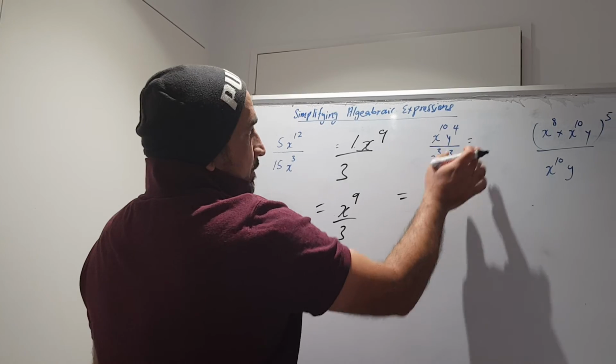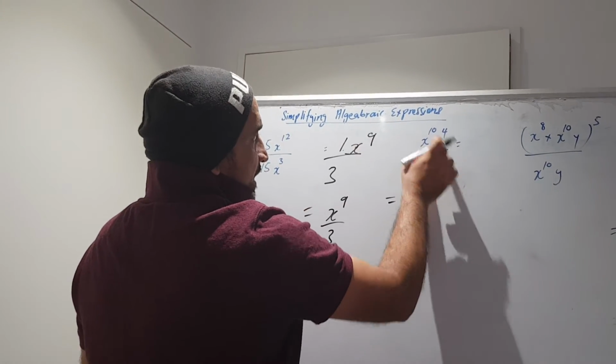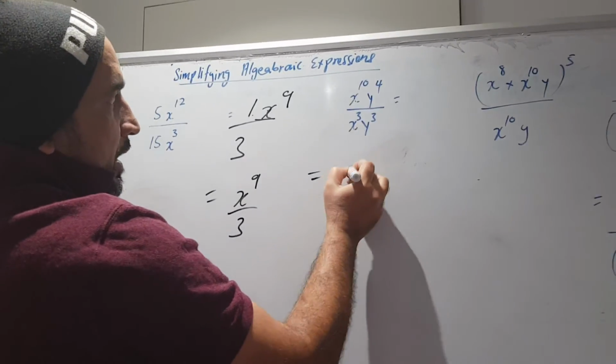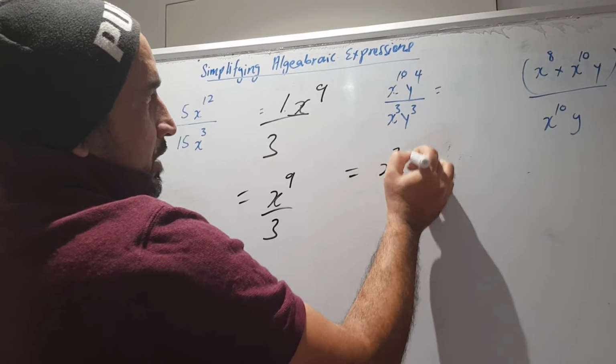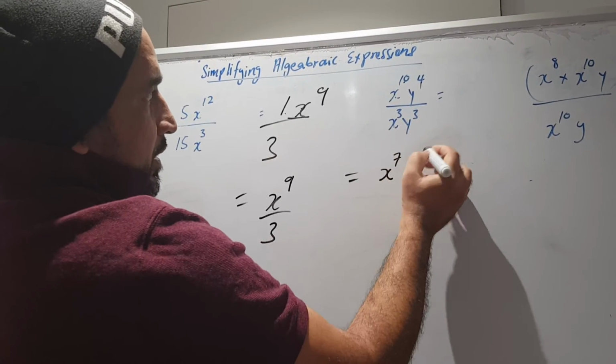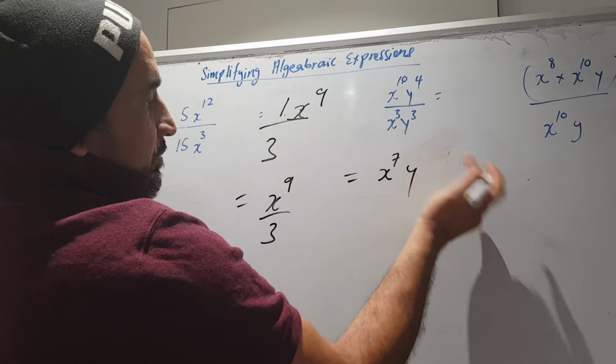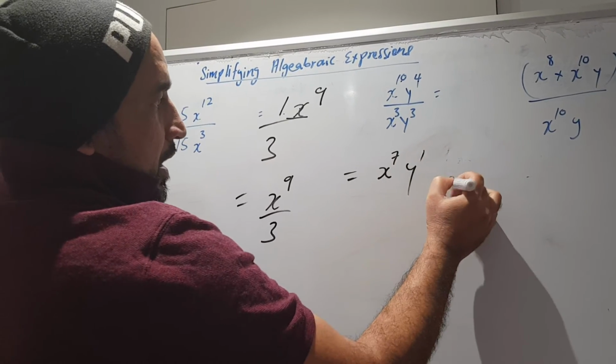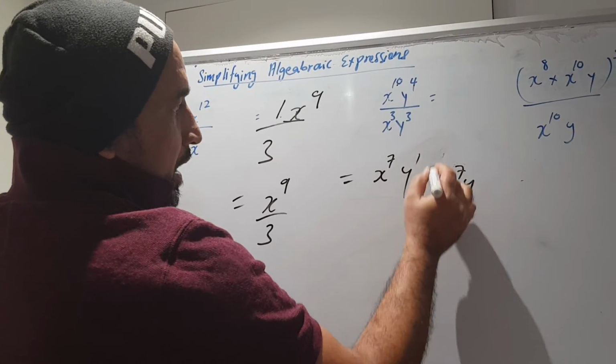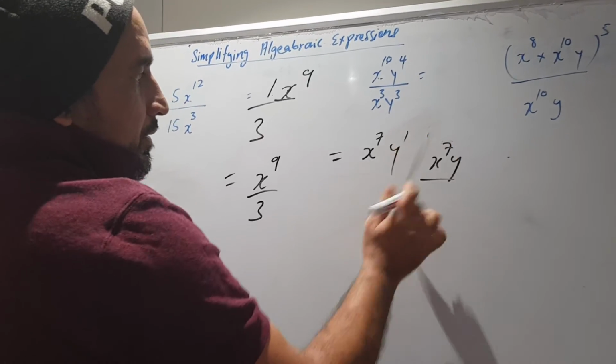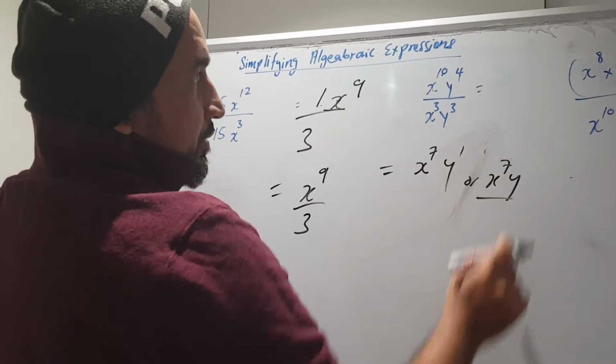This one, again, you are dividing, the base is the same, x and x, so x, 10 minus 3 is 7, y, 4 minus 3 is 1. You can just leave 1 if you want, or just x^7 y. Any of these answers. Okay, 1 makes no difference.